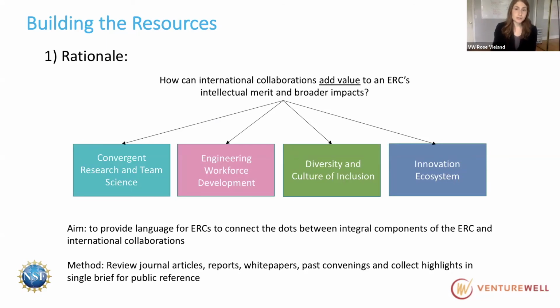First, convergent research, to which we added team science, as we see these as strongly linked, and we wanted to add resources around strengthening science teams. Then engineering workforce development and diversity and culture of inclusion, which were the foci of our 2019 workshop, and also innovation ecosystem activity. The rationale serves to highlight the benefits of international collaborations within the framework of these components, and our hope is that this format enables present and future grantees to more easily secure funding to support international collaborations.